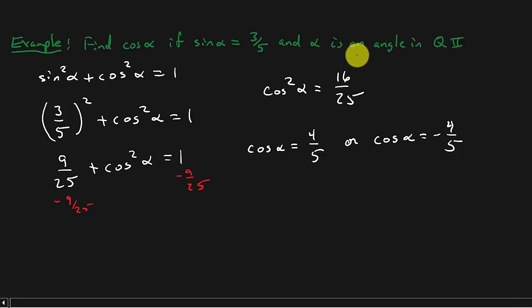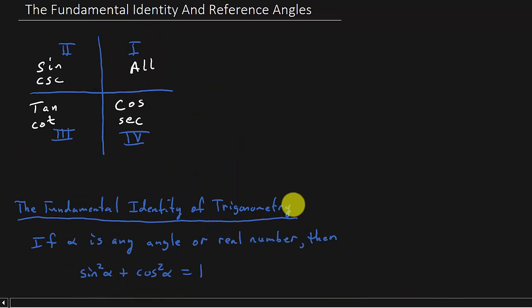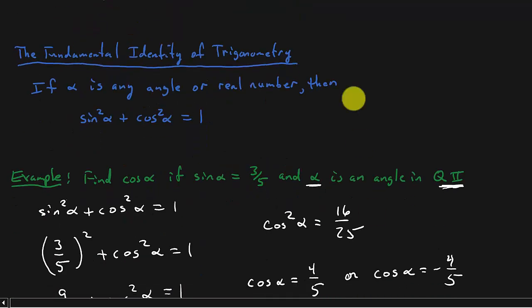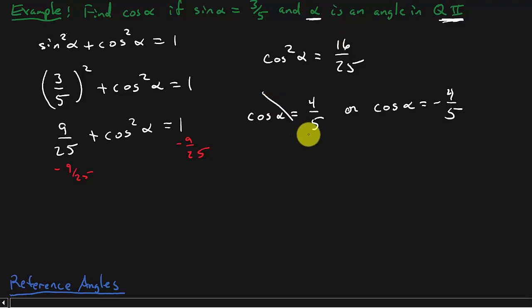They're telling us that alpha is in the second quadrant. So remember back up here, I'm in the second quadrant. Sine and cosecant are positive in the second quadrant. All the other trig functions are negative in the second quadrant. So I have cosine alpha. So cosine alpha in the second quadrant is negative. So that means this one is not a solution. My solution is this one.